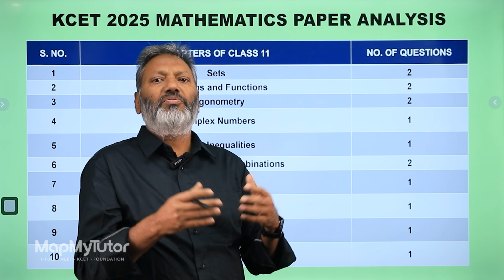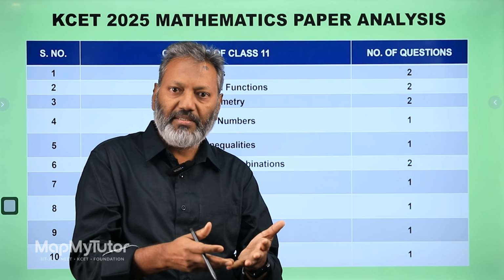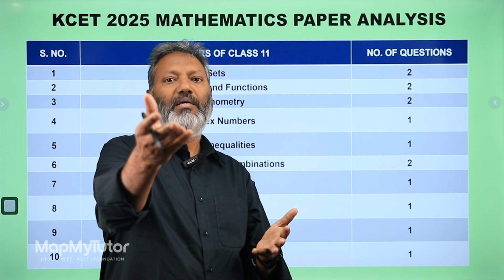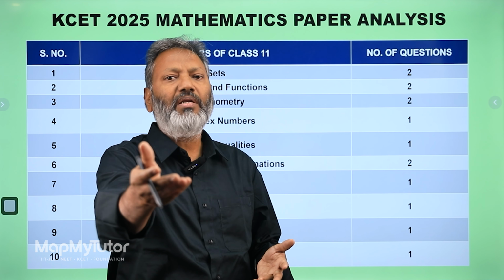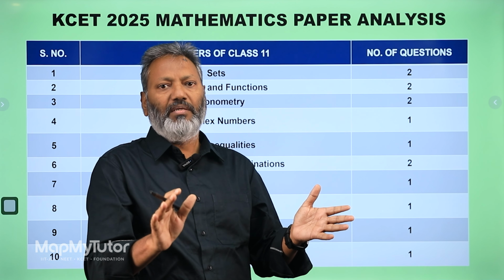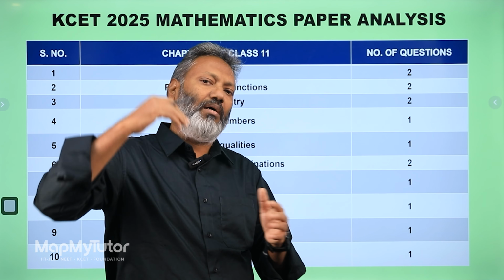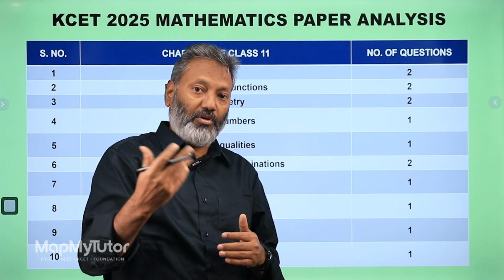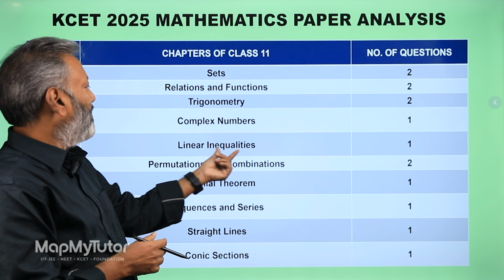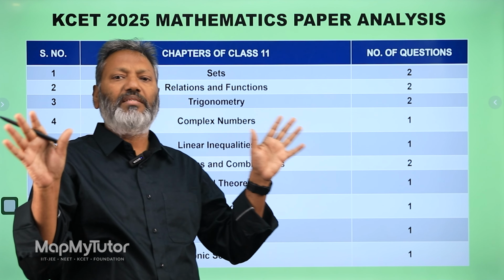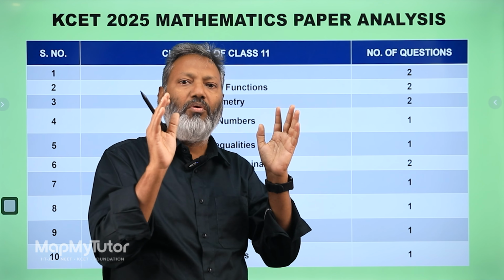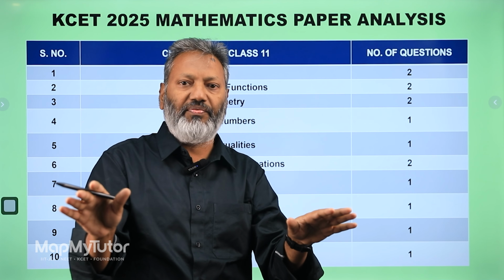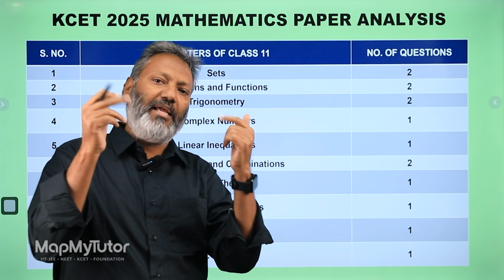Then come to complex numbers. Only one question. Usually they focus on modulus and conjugate of a complex number, or at maximum they go for polar form. That is the highest difficulty level, if you get it. The next one is linear inequalities. Very easy. Don't practice any question. Just know how to write the solution set, and you can answer any question.